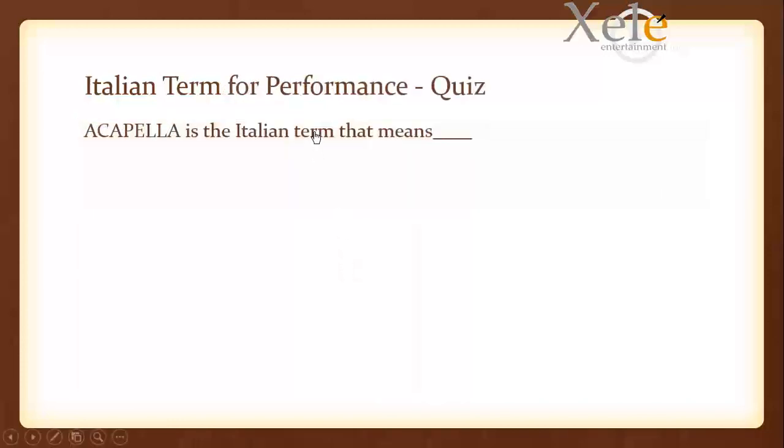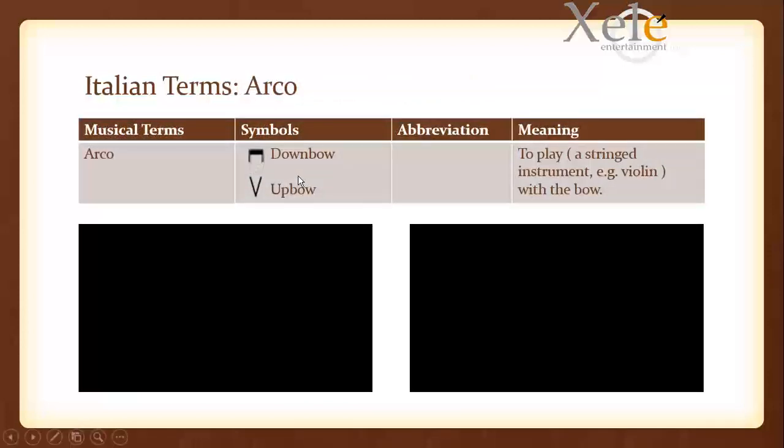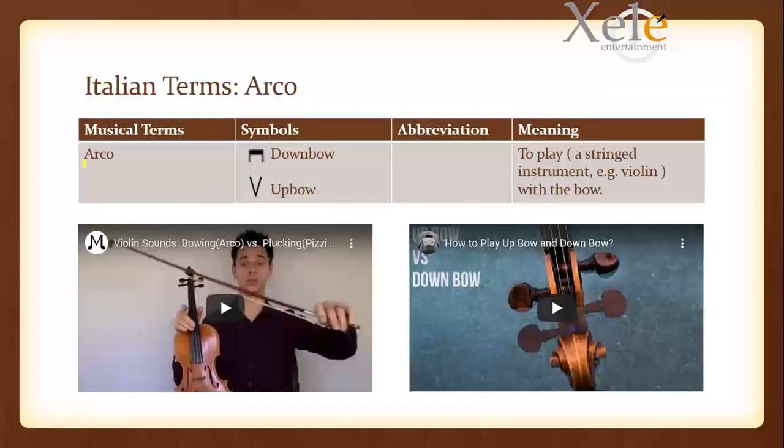So, quick quiz. A cappella is the Italian term that means what? To sing without instrumental accompaniment. The next Italian term we're going to look at is called Arco.